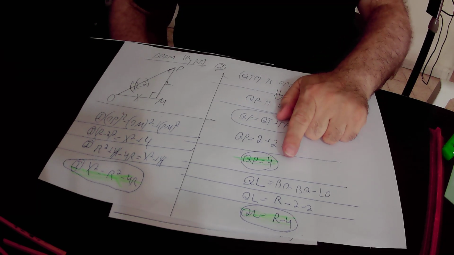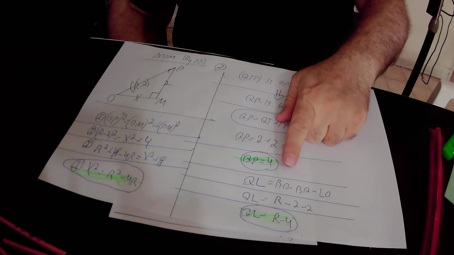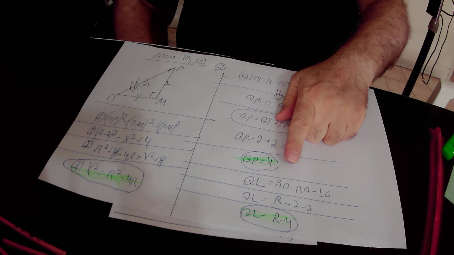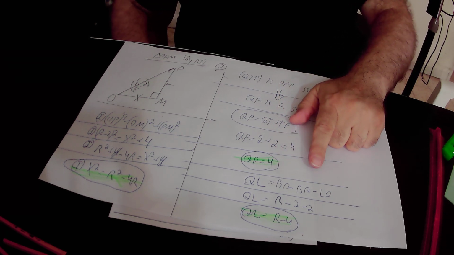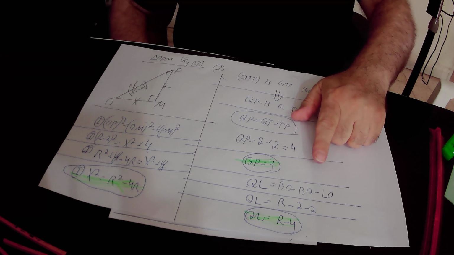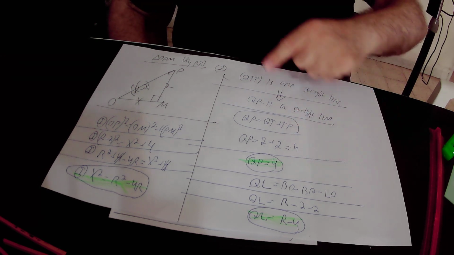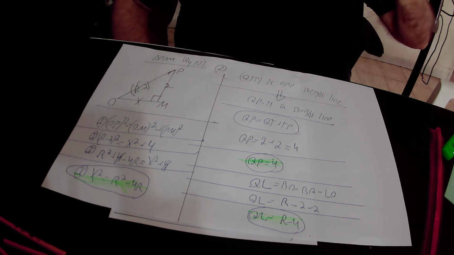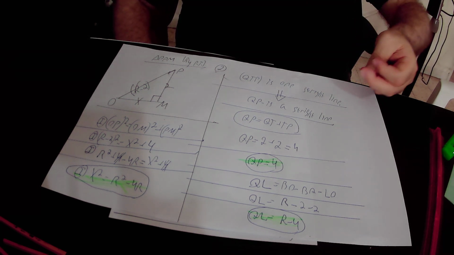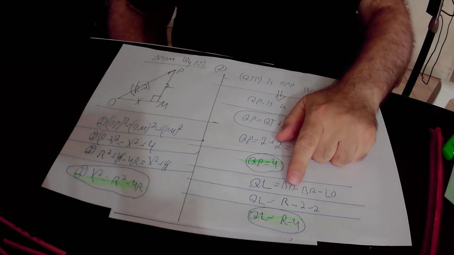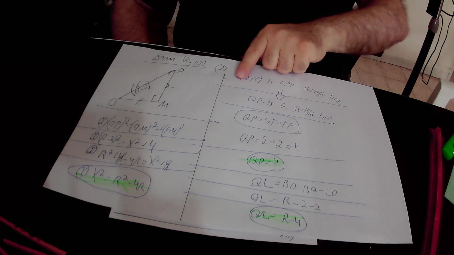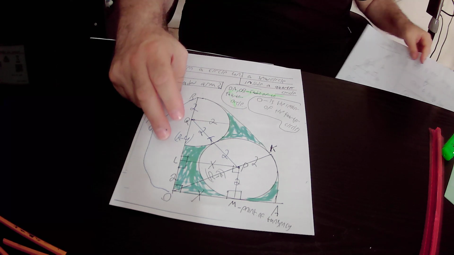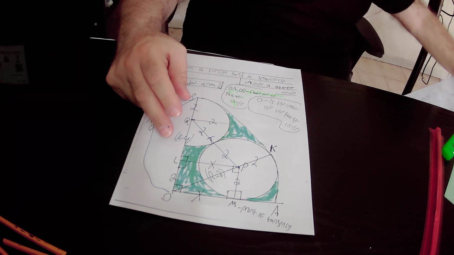So here QL equals BO, the radius of the quarter circle, that is capital R, minus BQ, the radius of the semicircle, that is equal to 2, minus LO, that is also equal to 2. So in conclusion, QL equals capital R minus 2 minus 2. Minus 2 minus 2 is minus 4. So QL equals capital R minus 4. Here we can write down that QL equals capital R minus 4.